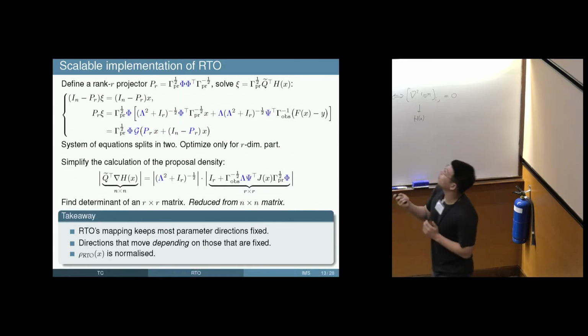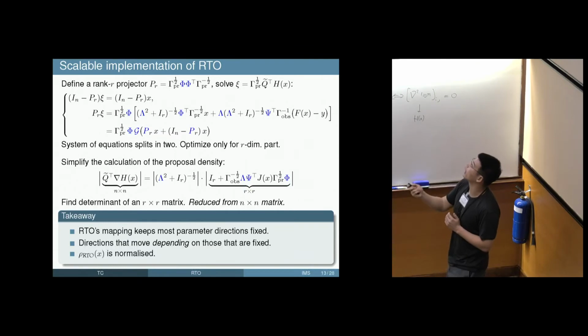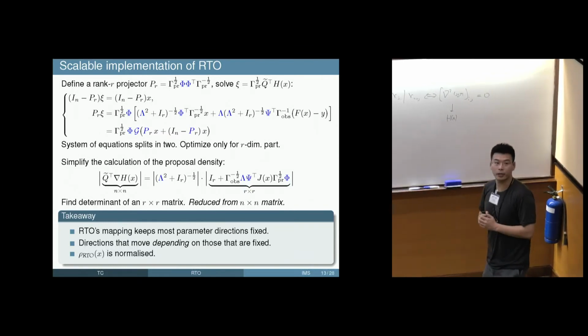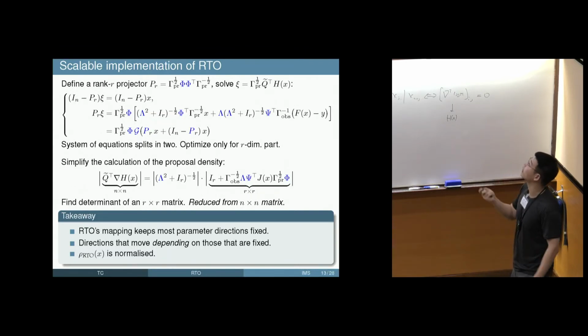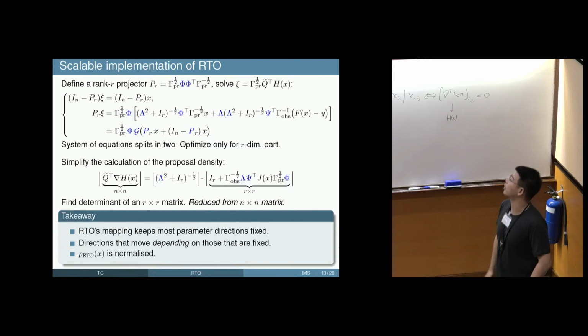Also, by looking at the form of this splitting of parameters, we can further analyze the theoretical properties of the randomized optimize method. That will come up later. Computationally, this gives us a much easier way of solving this nonlinear equation, because now we only need to deal with lower dimensional matrices.